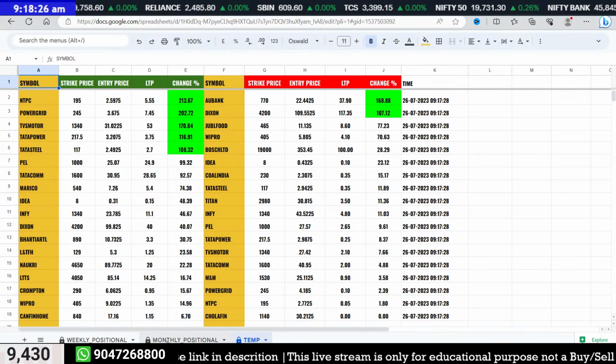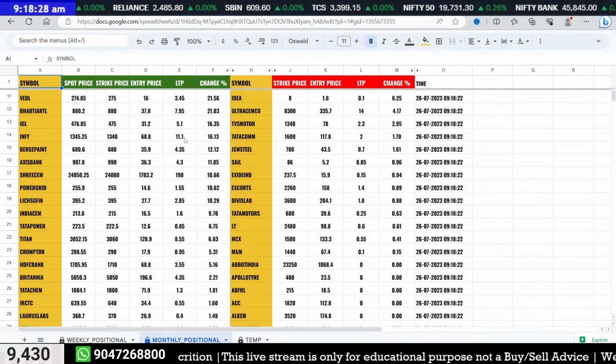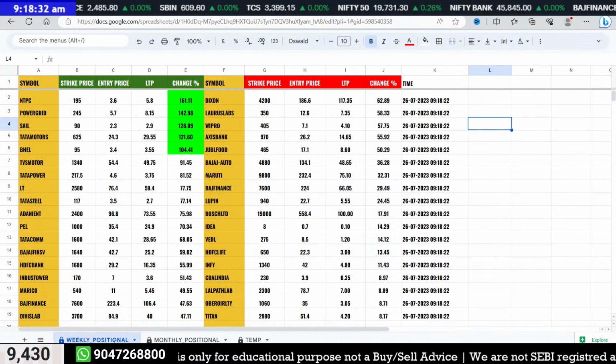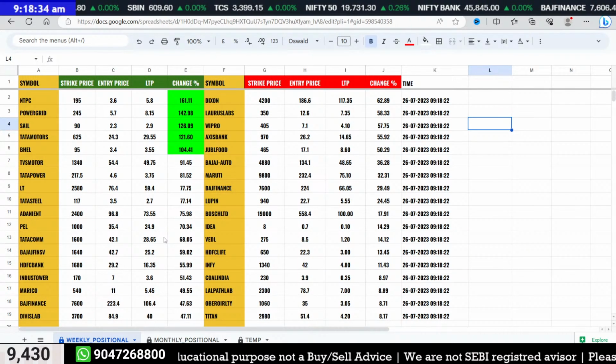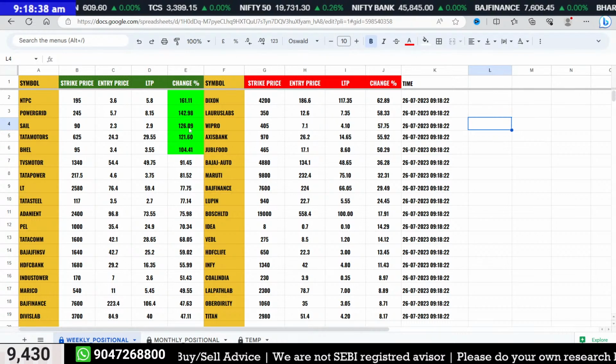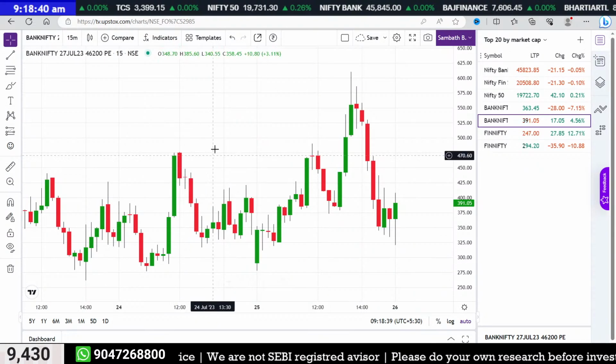So let me go and check monthly. I think the update has not happened yet, so we have to wait. Most of the strike prices are not active. So BHEL 95 call option is showing on the same level, and let me check this BHEL.